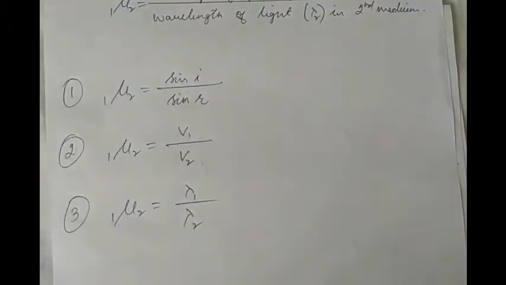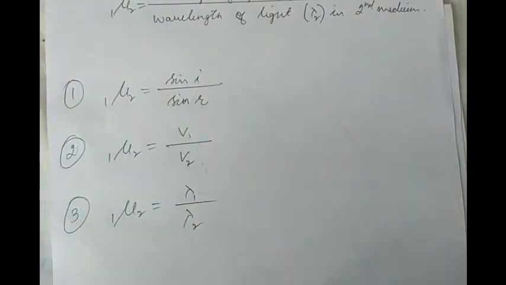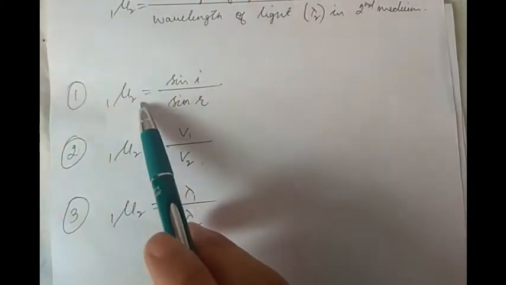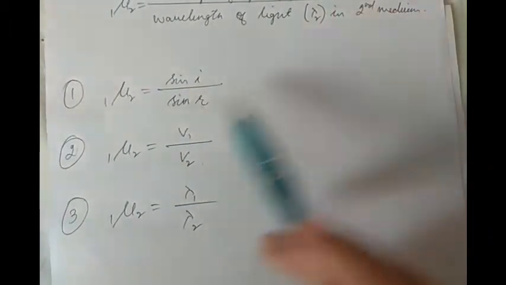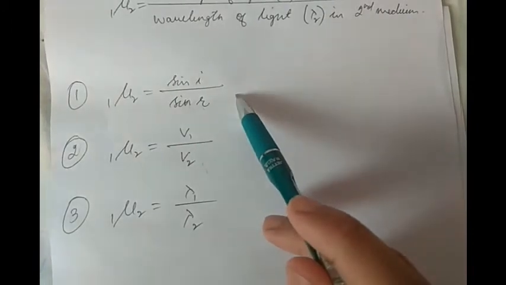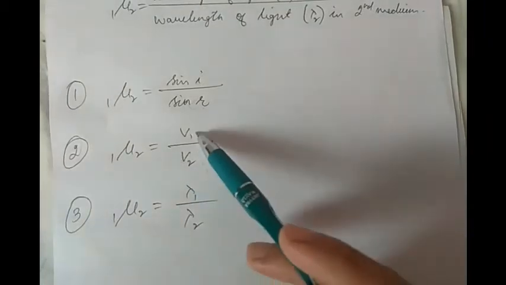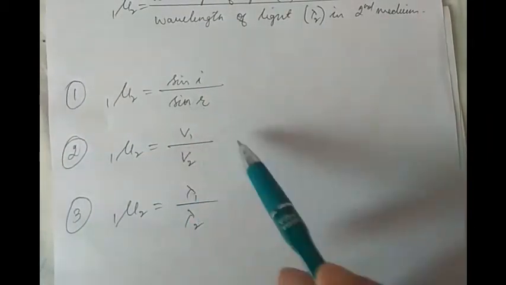We've already looked at the different definitions for refractive index, and remember, refractive index is always that of the second medium with respect to the first medium. Refractive index of the second medium with respect to the first is sine of angle of incidence in the first medium divided by sine of angle of refraction in the second medium. Likewise, it is the speed of light in the first medium divided by speed of light in the second medium. It is also the wavelength of light in the first medium divided by wavelength of light in the second medium.